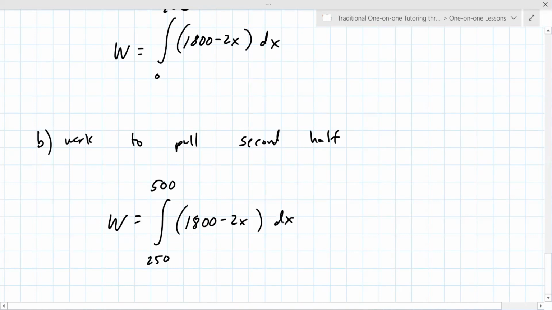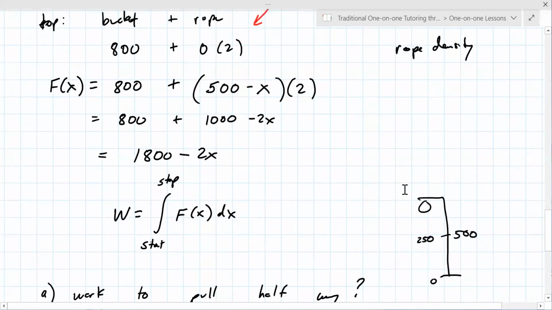Okay, so probably nothing about that is all that difficult, but there are some variations in the way you could set this up, like you could set it up where x equals 0 is at the top and x equals 500 is at the bottom. What could change is your force function, your limits, things like that, but you get to pick how you want to do this type of problem.